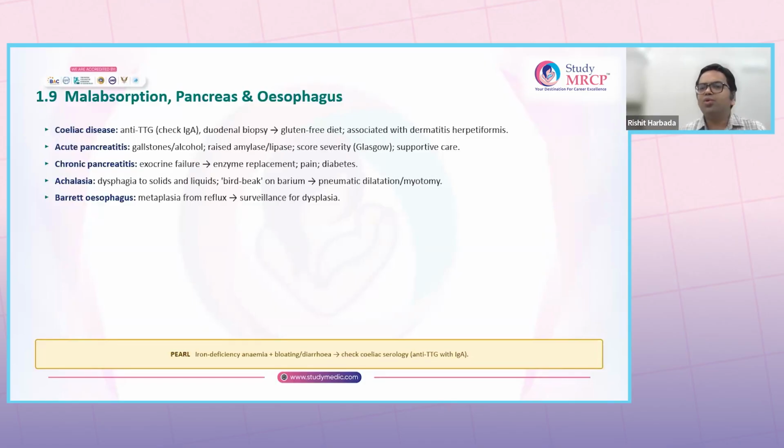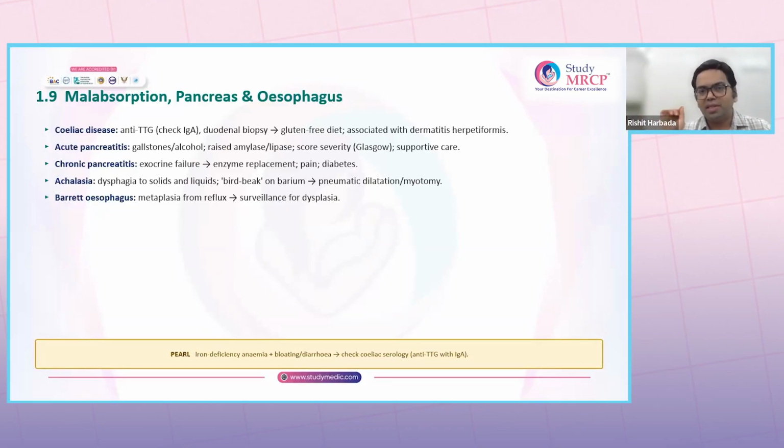In chronic pancreatitis, there is usually an exocrine failure. If the patient has repeated pancreatitis, the patient can go into chronic pancreatitis. Here, the patient has exocrine failure. Because the pancreas is affected as a whole, the patient continues to have abdominal pain, digestion issues, and diabetes. The treatment is by giving pancreatic enzymes, like pancreatin, etc., as replacement.